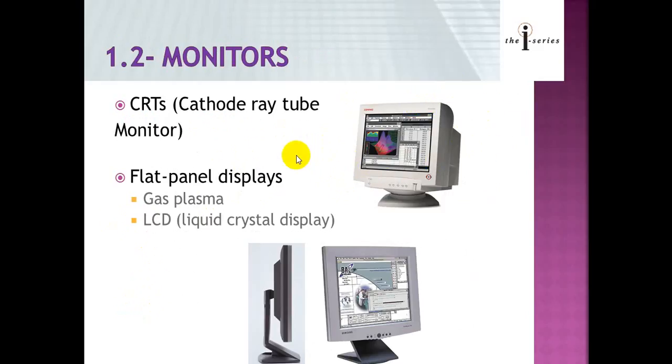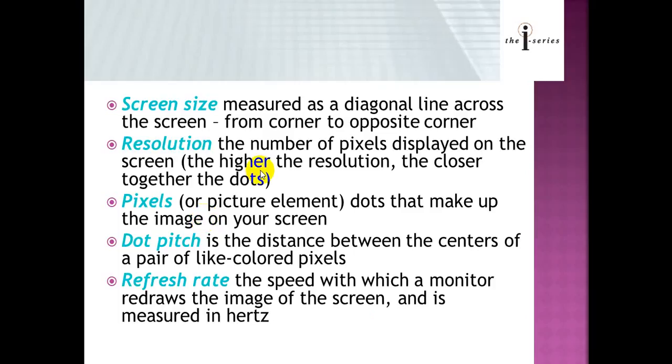I have two types of monitors. The CRTs, cathode ray tube monitors, these ones. And then we have flat panel displays, with a flat panel here. In these flat panels, we have gas plasma inside, and then we have a liquid crystal display to display anything on the computer. Some specifications regarding the monitors.